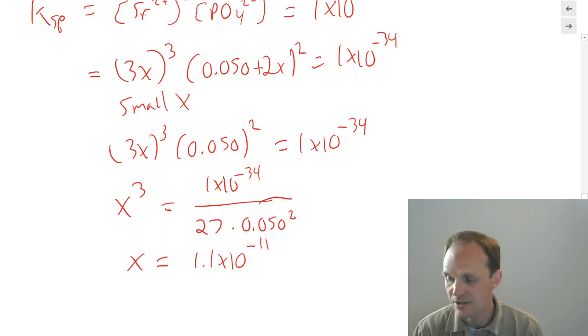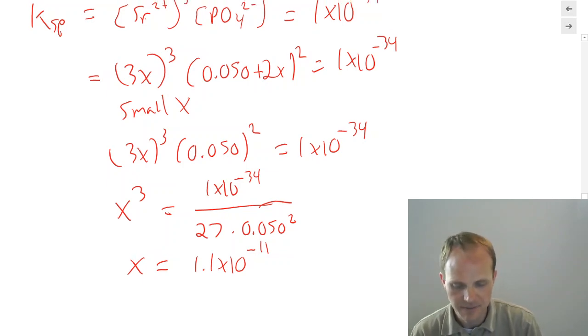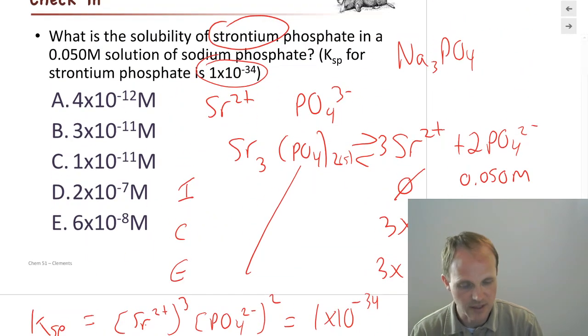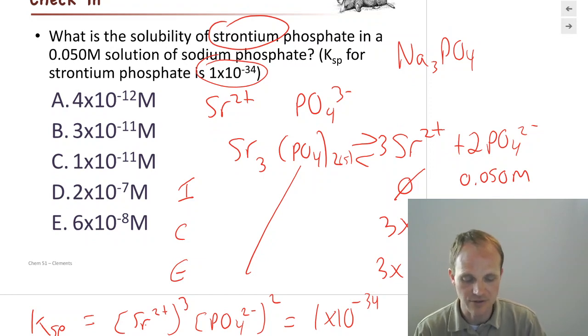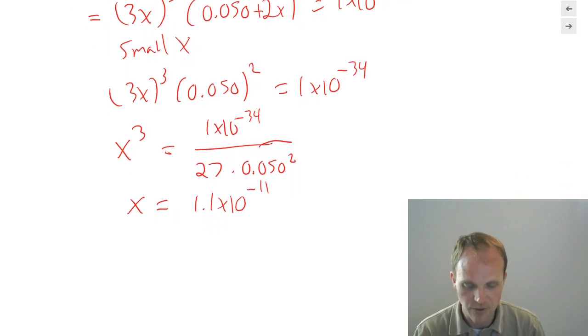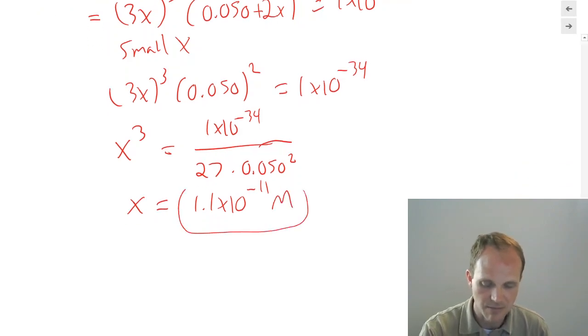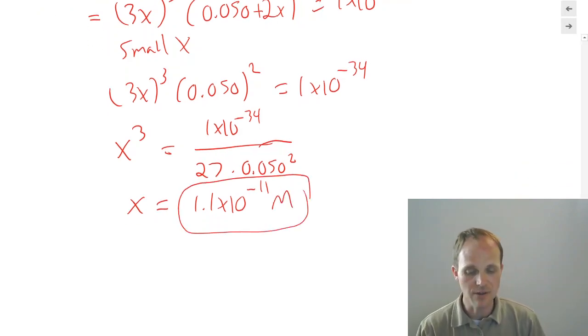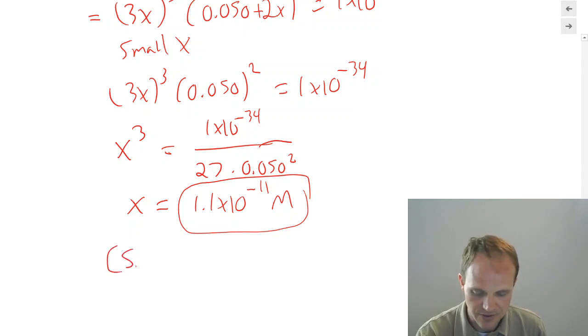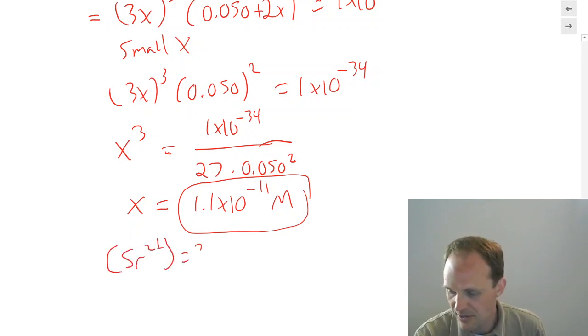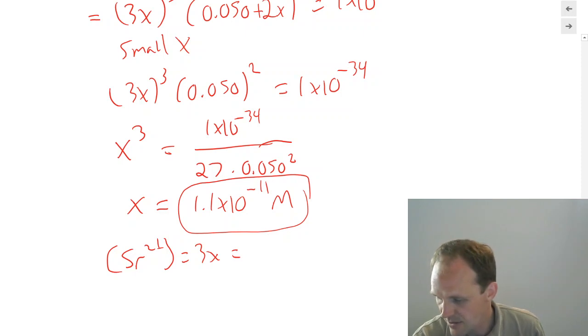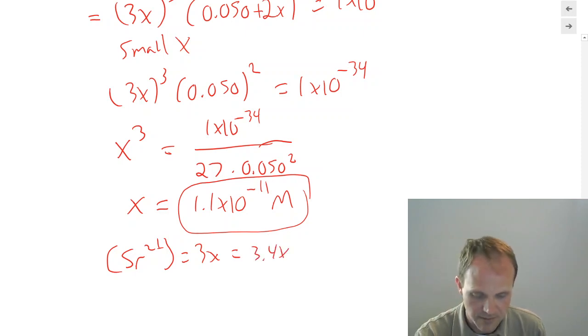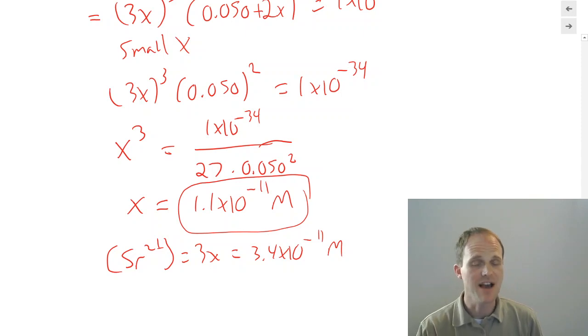And that's our solubility. Okay, let's go back up here and say, what did the question ask? It says, what is the solubility of strontium phosphate? Great, it's that first answer, 1.1 times 10 to the minus 11th molar, even though if we actually calculate the concentration of strontium 2 plus, that's going to be 3x, and that's going to be 3.4 times 10 to the minus 11th molar. That's my strontium, but that's not my solubility, because solubility is always x.